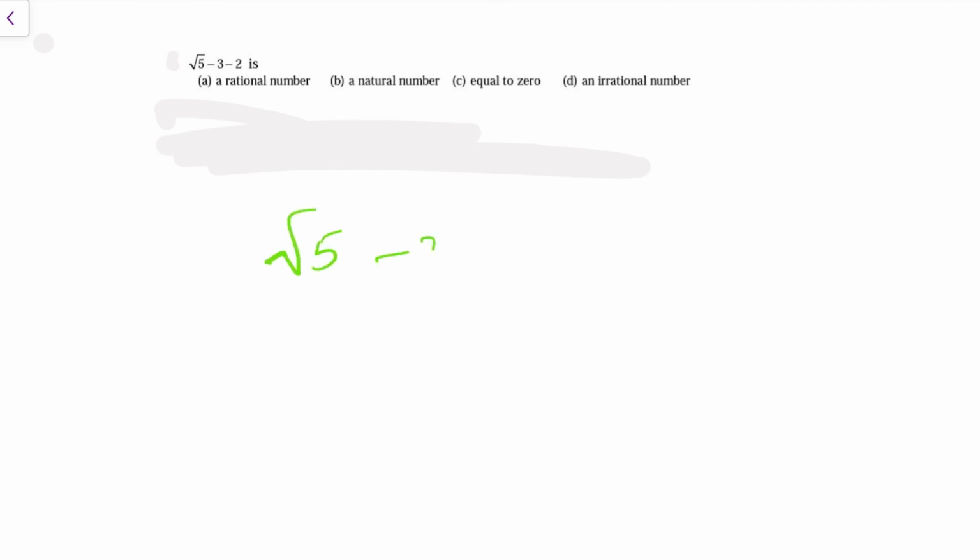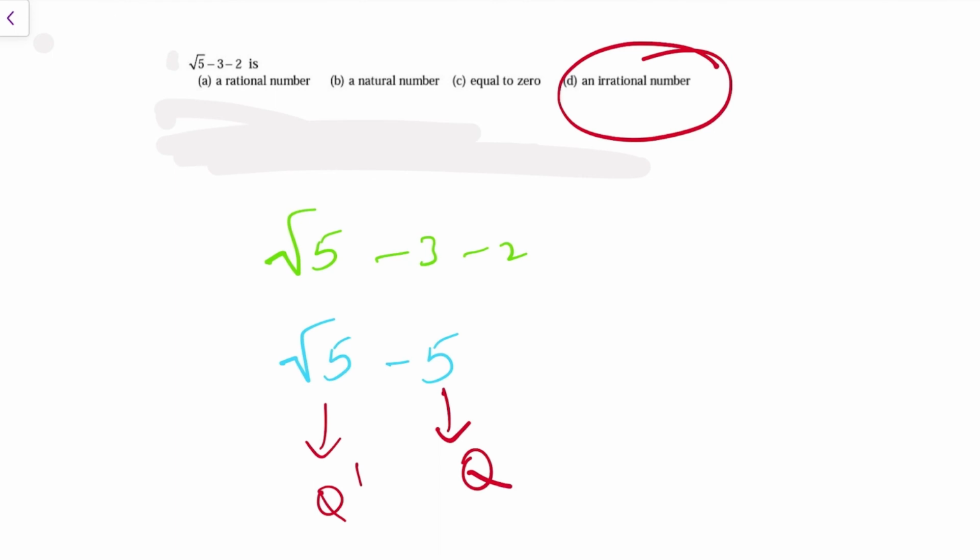Next question, root 5 minus 3 minus 2. Here root 5 is an irrational number, I cannot simplify it further, as it is. Then what is the value of minus 3 minus 2? It is minus 5. So root 5 minus 3 minus 2 is nothing but root 5 minus 5. Here 5 is rational whereas root 5 is an irrational number. So if we do subtraction of these two numbers, again our answer will be an irrational number.